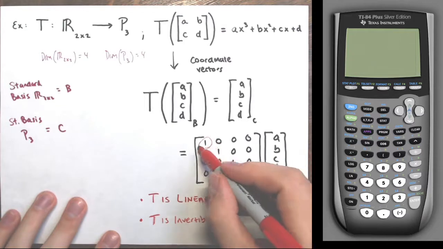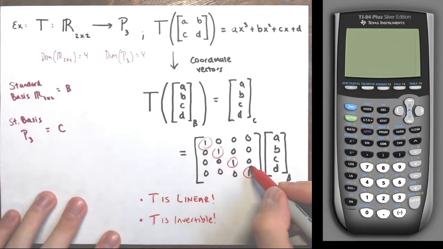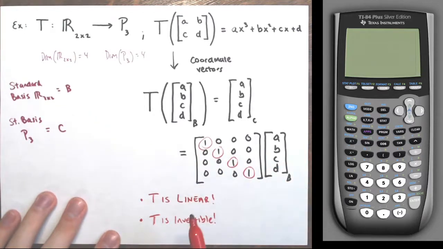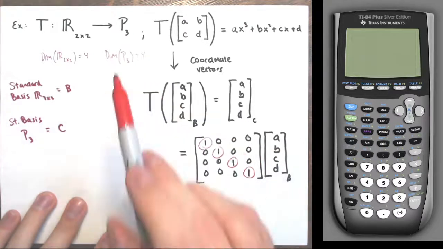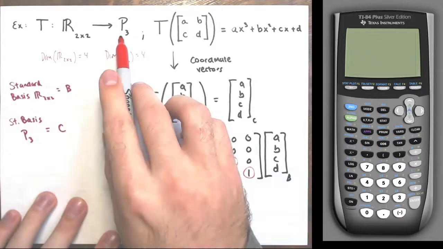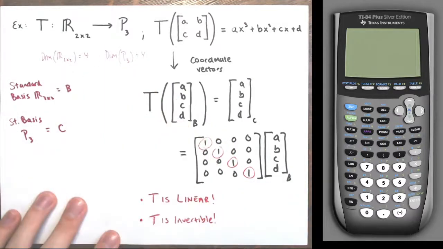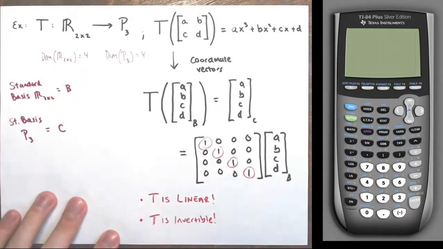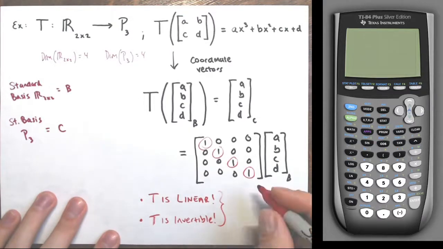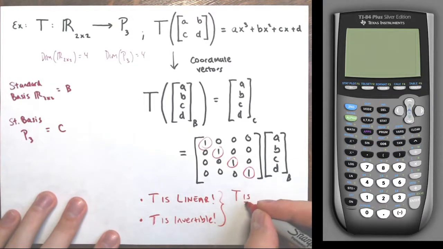Right, because look, every single column has a pivot. So all columns here are independent, meaning that T is 1 to 1. And there aren't any rows of zeros. So that means that this particular set of column vectors spans R4, which has the same dimension as P3. So this would be onto, right? The range of T is P3. So putting these together, T is an isomorphism.